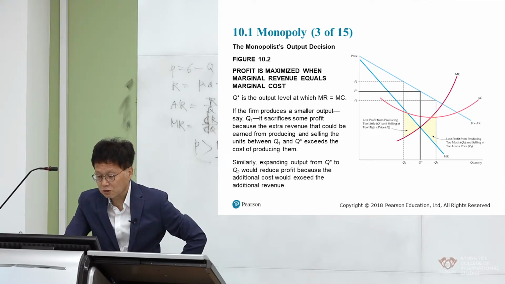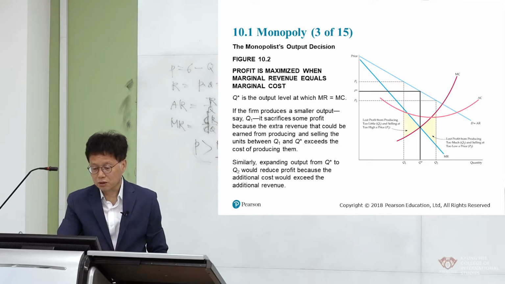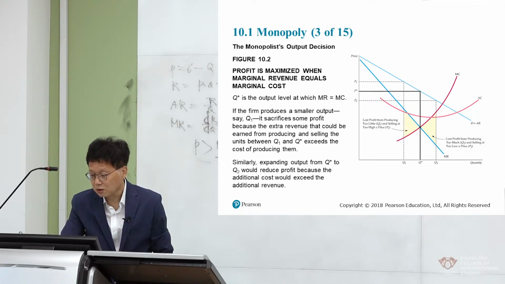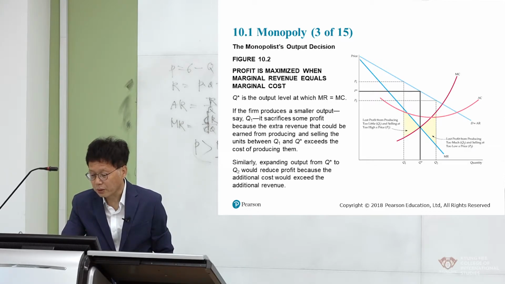If the firm produces a smaller output, say Q1, then what happens? It sacrifices some profit, because the extra revenue that could be earned from producing and selling the units between Q1 and Q star exceeds the cost of producing them. Similarly, expanding output from Q star to Q2, more production than Q2, then what happens? Then this area is lost profit from producing too much.